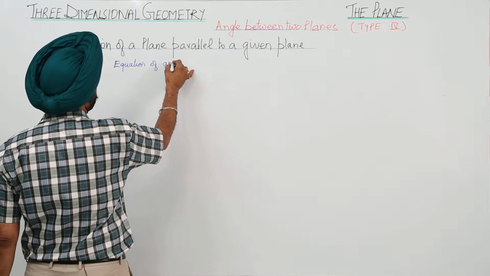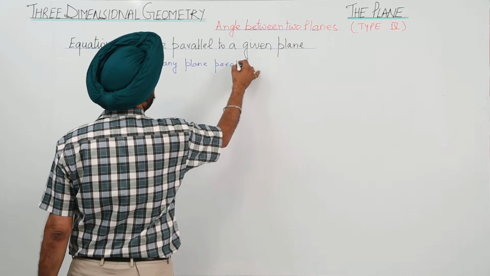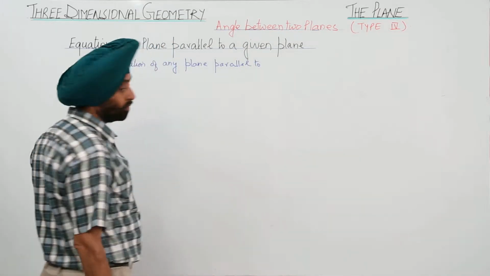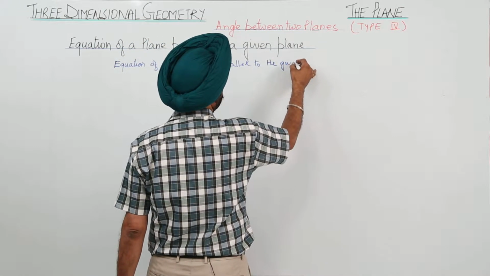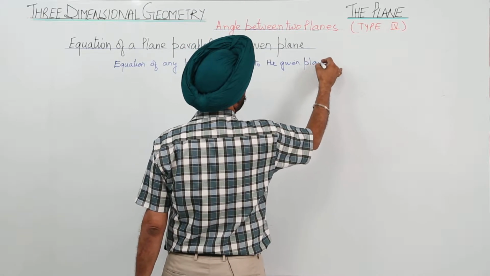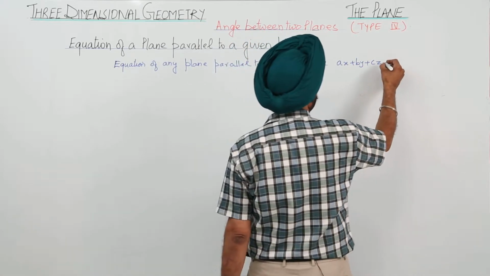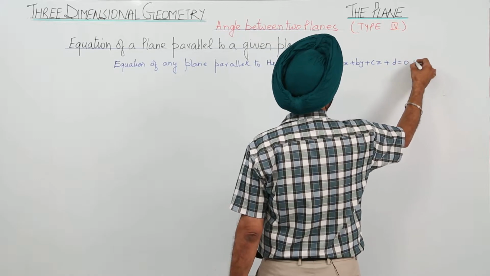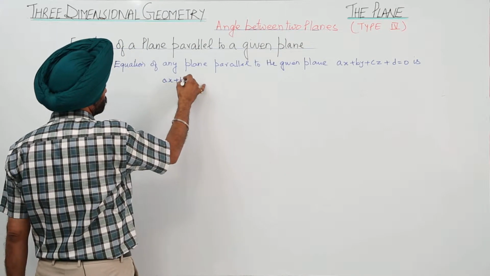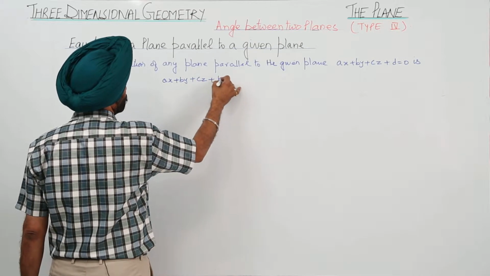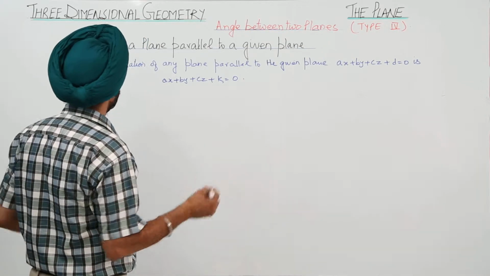Equation of any plane parallel to the given plane ax plus by plus cz plus d is equal to 0 is ax plus by plus cz plus k is equal to 0. So this is the equation. Okay, now let's prove it.